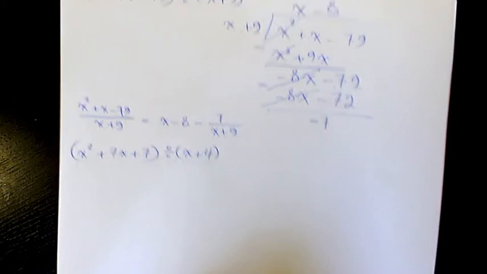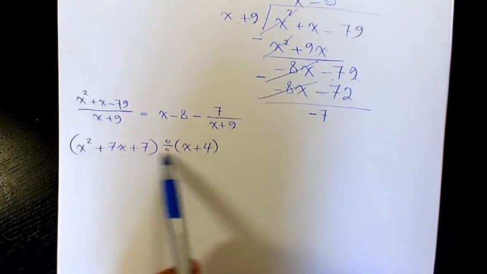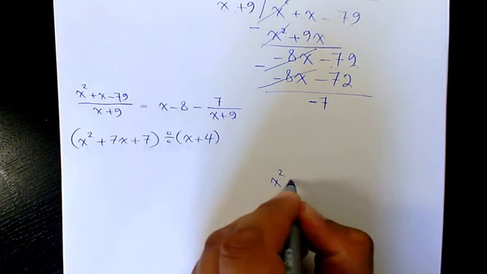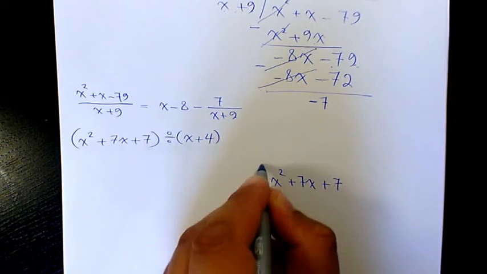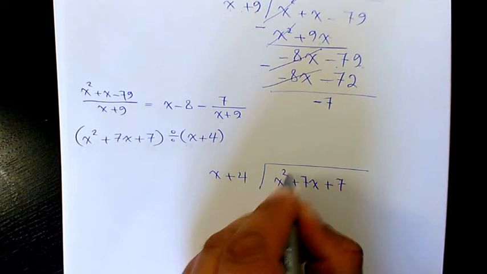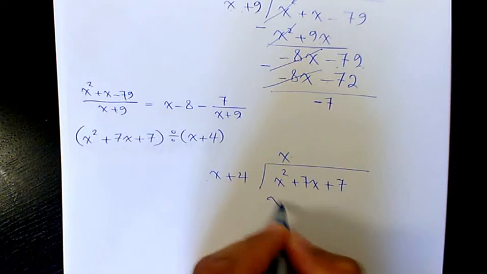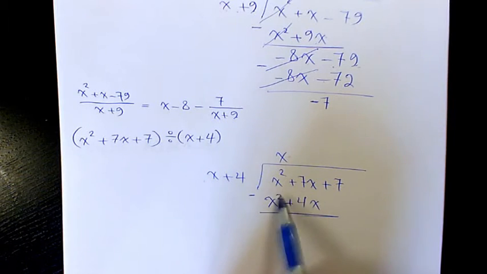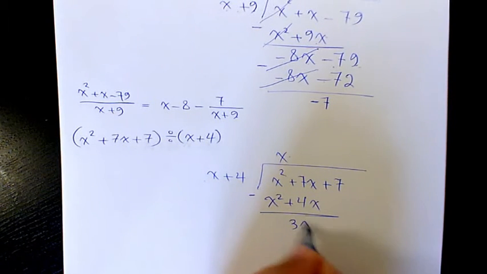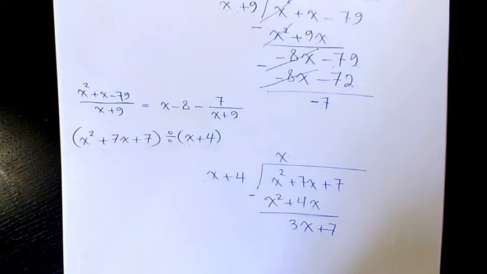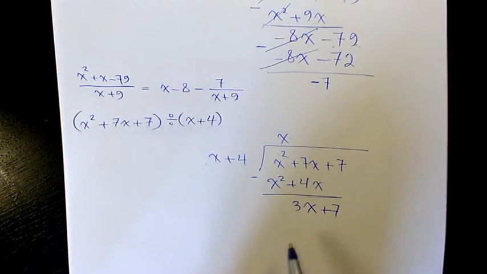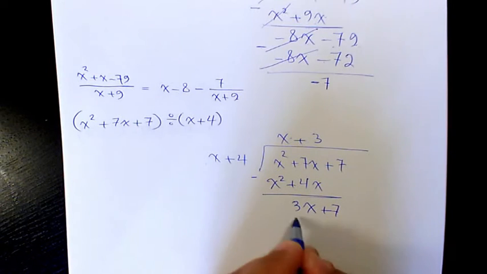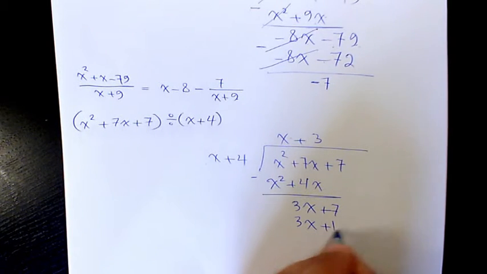Next example. x squared plus 7x plus 7 divided by x plus 4. So that will be x squared plus 7x plus 7 divided by x plus 4. x squared divided by x, x times x, x squared, x times 4, 4x. So when you subtract it, they cancel out. 7x minus 4x is going to be 3x plus 7. Now for the next round, 3x plus 7 divided by x is going to be 3. 3 times x, 3x. 3 times 4, 12.